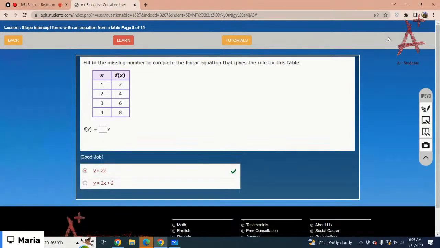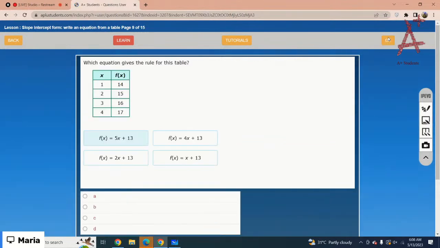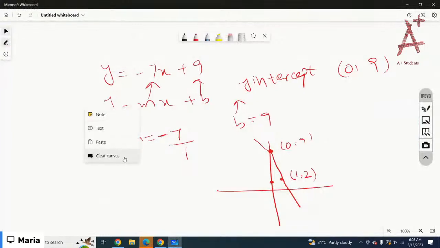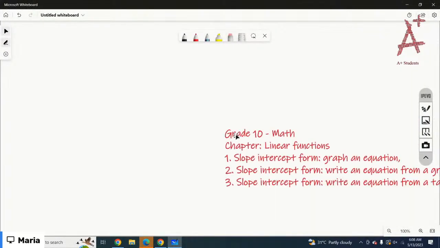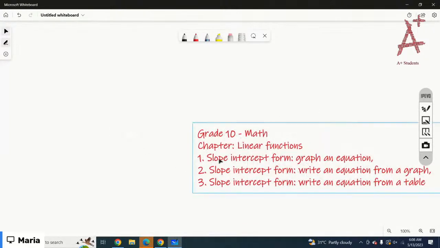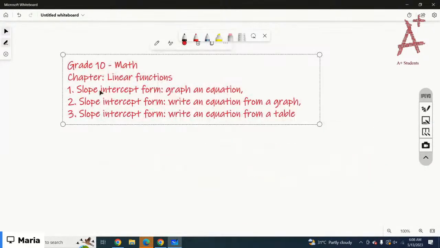Okay, you can complete the test by yourself later today. So we were working on grade 10 maths. The chapter we were working on is the linear function. You can find the chapter linear function on aplusstudents.com, grade 9 maths. The lessons we have covered today are slope intercept from graph and equation, slope intercept form write an equation from a graph, and slope intercept form write an equation from a table.